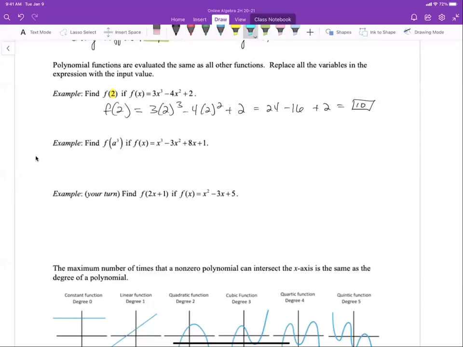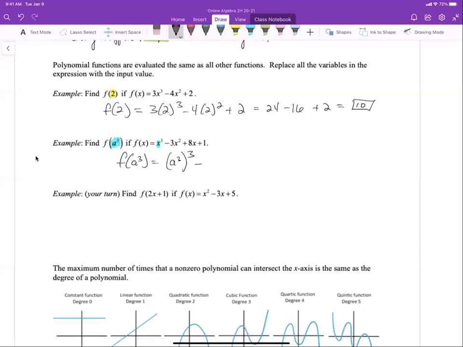All right, what do we do on the next one? We have to find the value of f of a cubed, if f of x is equal to that particular expression. So we basically take a cubed, and everywhere there's an x, I plug in a cubed. So a cubed is my x value, and then I have to cube that. That is probably an area where people make mistakes. So focus on what that means. My x is a cubed. Then I have to cube a cubed, okay?